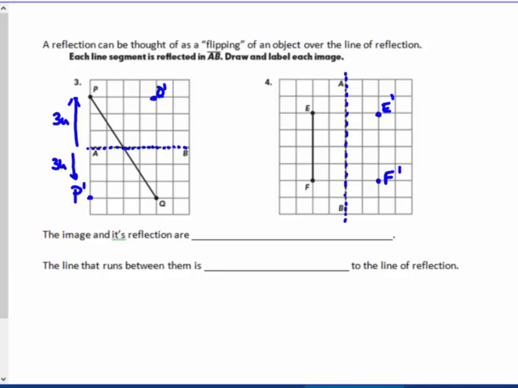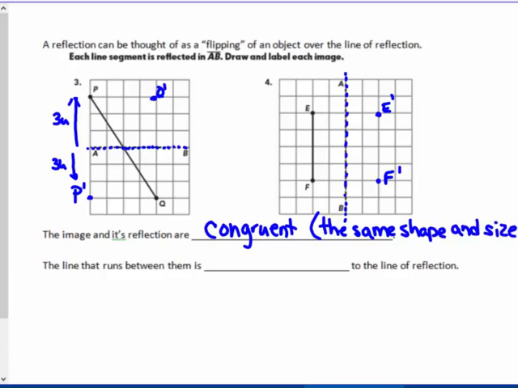The image and its reflection are congruent. They're the same shape and size. That's what congruent means, the same shape and size. The line that runs between them is equidistant to the line of reflection. So 2 units away, 2 units away, 2 units away, 2 units away. Again, the line of reflection was this original AB.